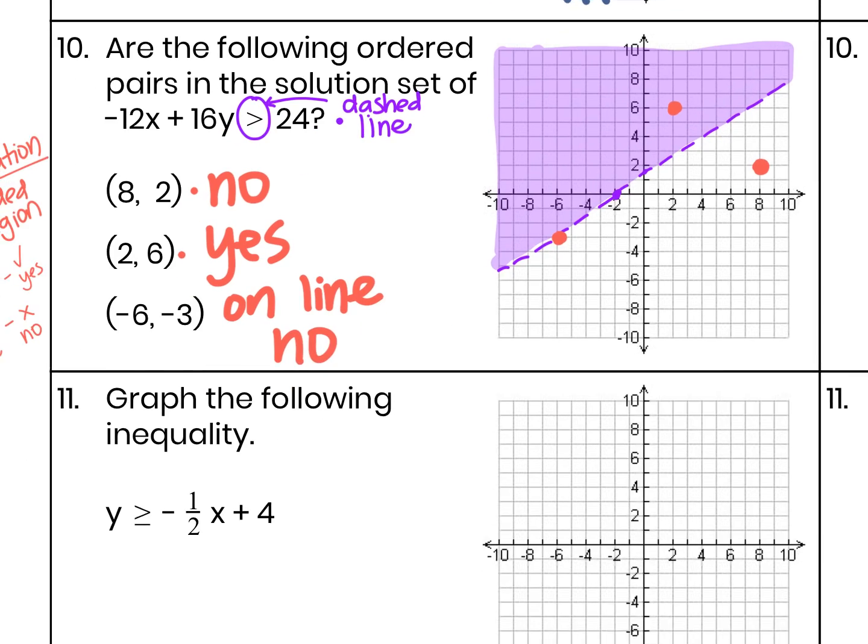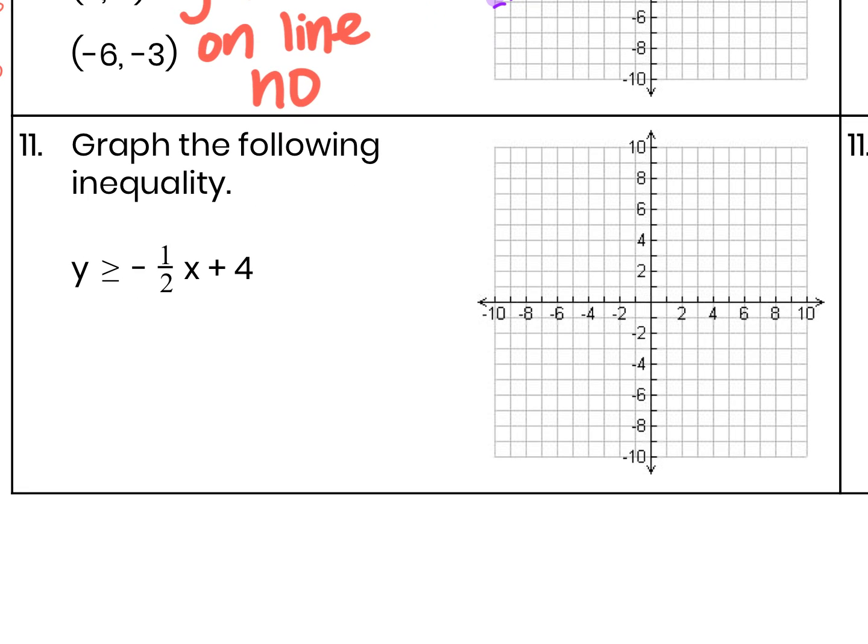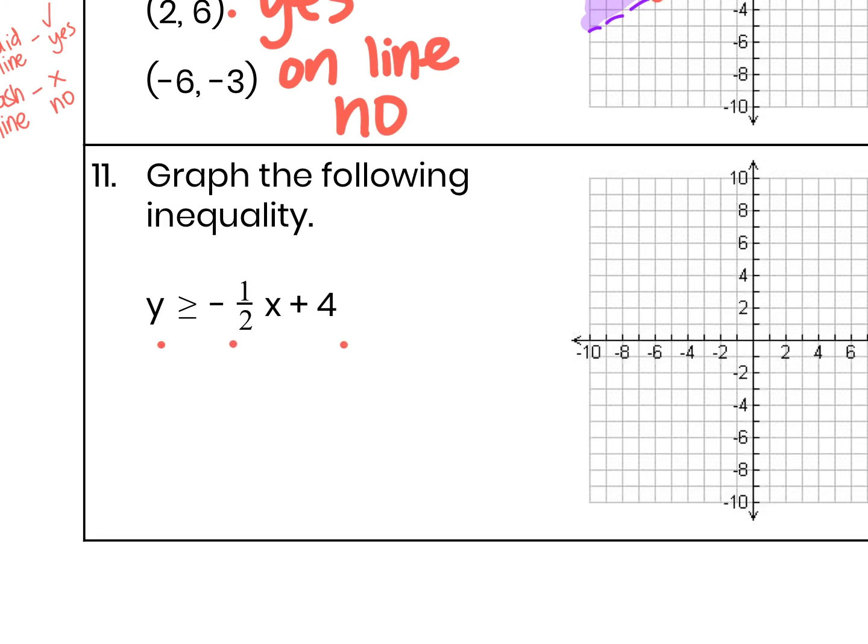Okay, and then last but not least, graph the following inequality. You are going to have one exactly like this on the test. Of course, it's going to be a different equation, but you're going to have to draw one by hand. You can use your calculator, then do menu 5-1 for trace to find points, but you could also graph it by hand.